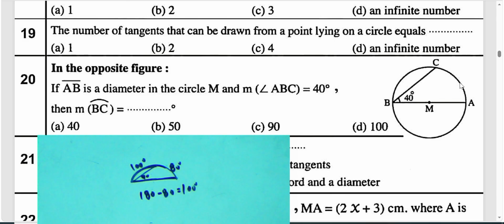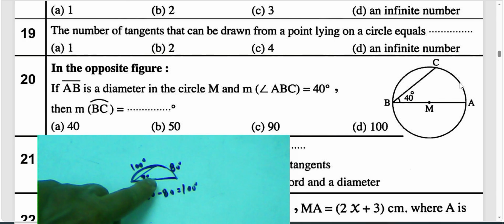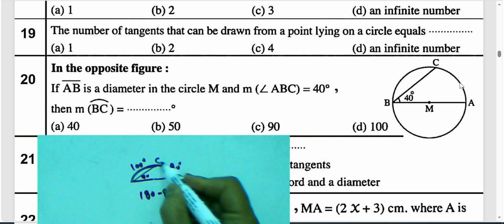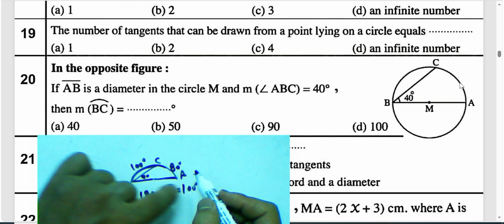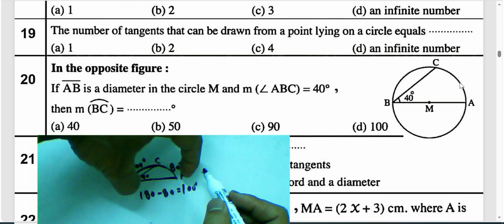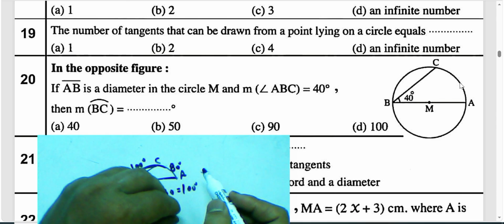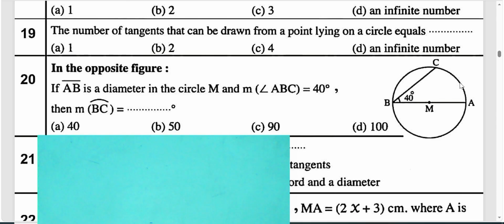Okay, understood? Because the inscribed angle is half of the arc opposite it. 40 is opposite arc CA, then the measure of arc CA is twice 40, equal to 80 degrees. When we have half of a circle, the measure of the half circle is 180, and 180 minus 80 equals 100 degrees. Choose letter D. Next question.